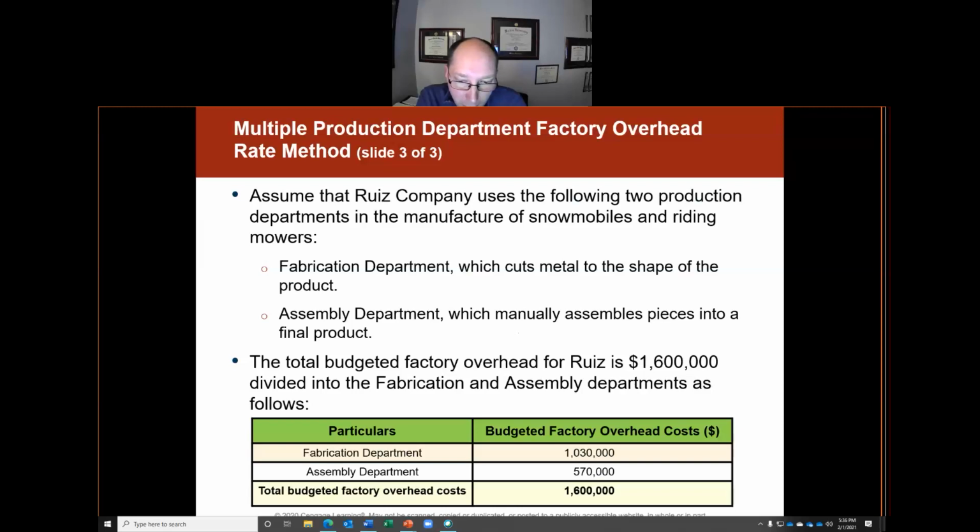You might be asking, well, how did they come up with these figures, or what was the logic behind this spread? Well, for the fabrication department, we know it takes longer and more effort to create or to shape the metal for these products, more so than the assembly department. So that's the logic behind this allocation of the budget.